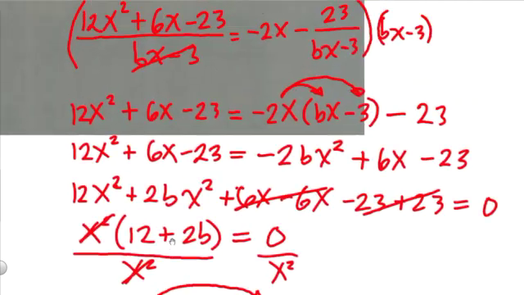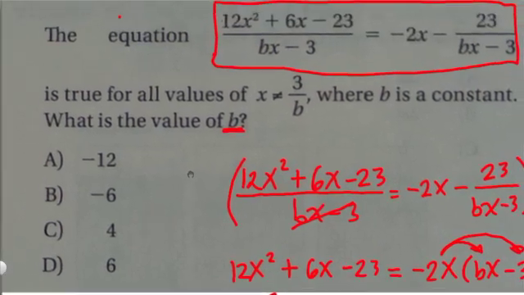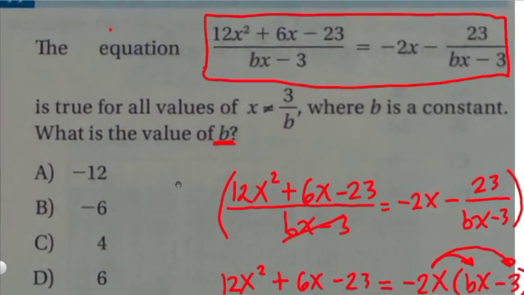And let's find what letter that is in our choices here. We'll see that negative 6 falls into letter B. So the answer should be letter B: the value of b is equal to negative 6.